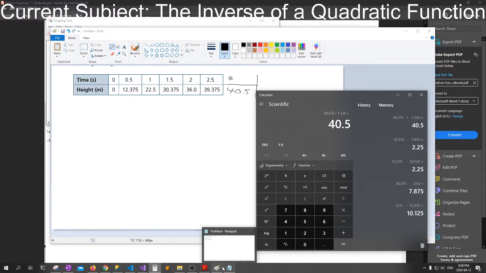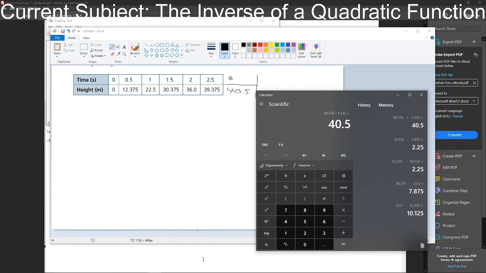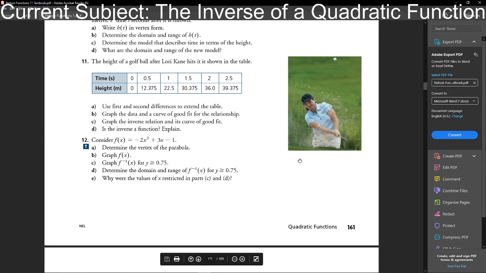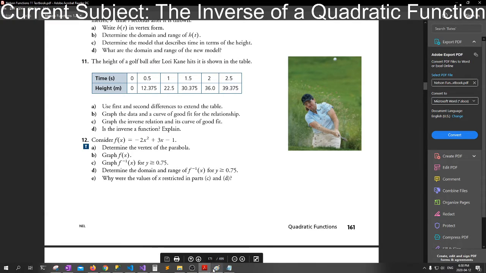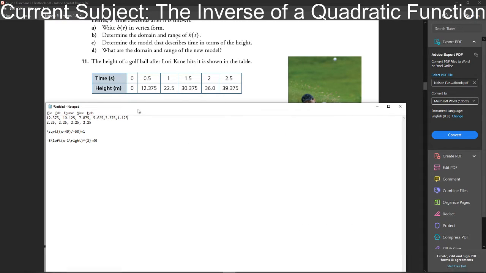Oh gosh, I need to figure out an easier way to write this down. Welcome back, Nell. Good to have you back. Use the first and second differences to extend the table. Buddy, that's gonna take so long, the rate I move. Alright, let's just do two more.